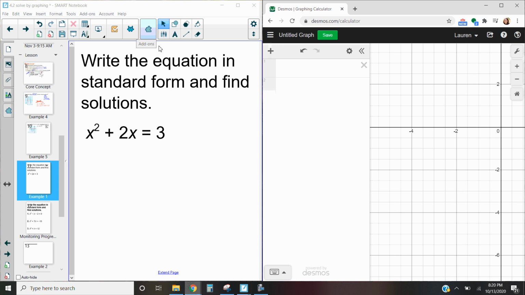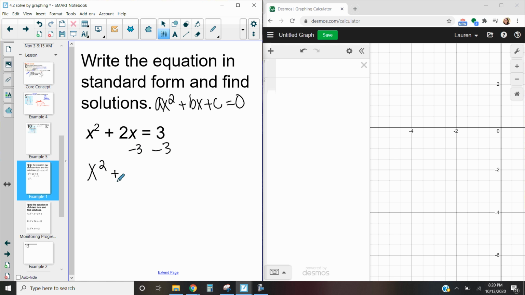So let's take a look at this first one here, and we want to start by writing our equation in standard form. So remember, standard form is ax squared plus bx plus c. So let's rewrite this, and I want this whole thing to be equal to 0. Well, I've got to get rid of this 3, so I'm going to subtract 3 from both sides. In standard form, it's x squared plus 2x minus 3 equals 0. Perfect. Then step 2 is we want to graph it.